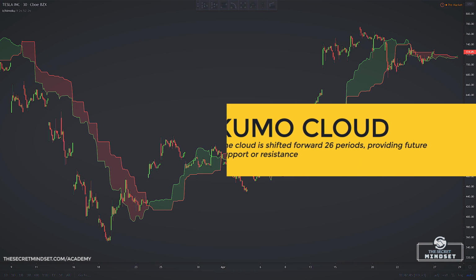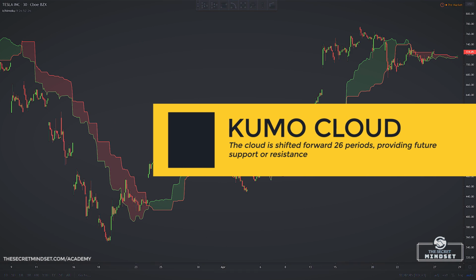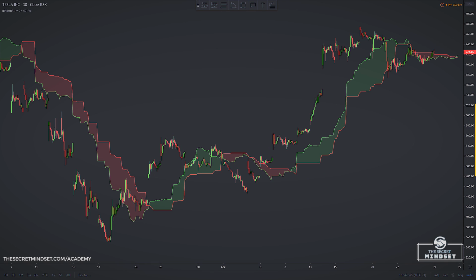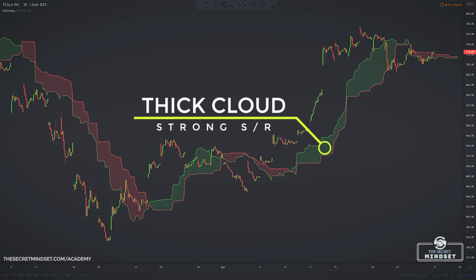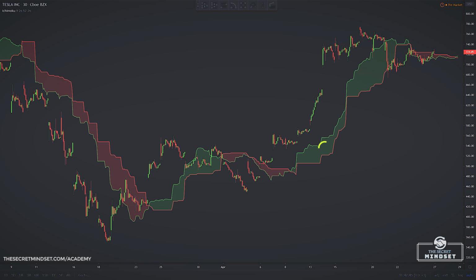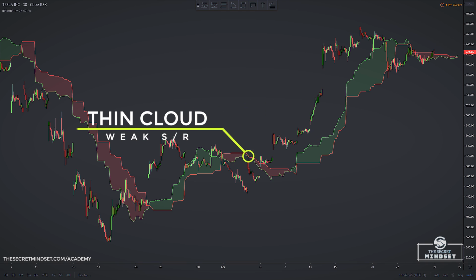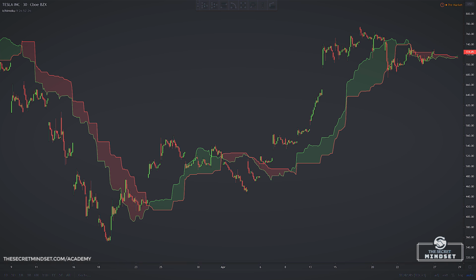Because the cloud is shifted forward 26 periods, it also provides a glimpse of future support and resistance. If it's thick, then the support and resistance is strong, depending on the position of price in relation to the cloud. By contrast, if it's thin, then the support or resistance levels are considered weak.